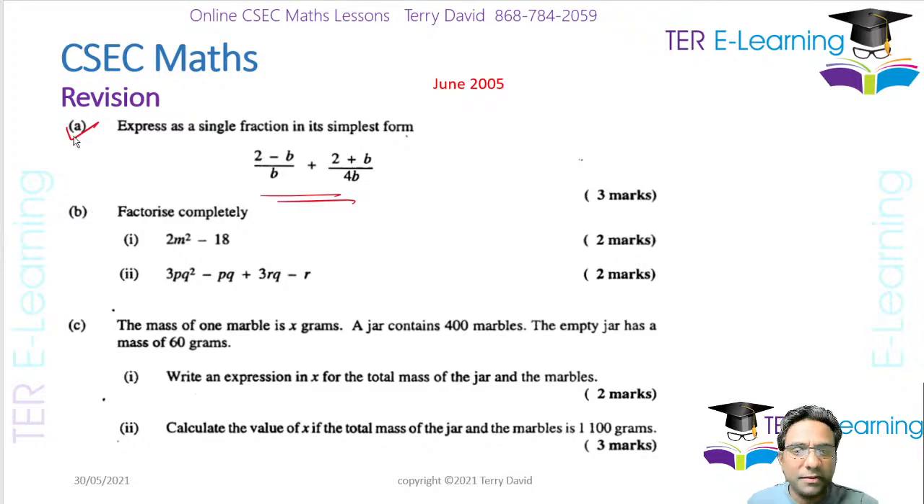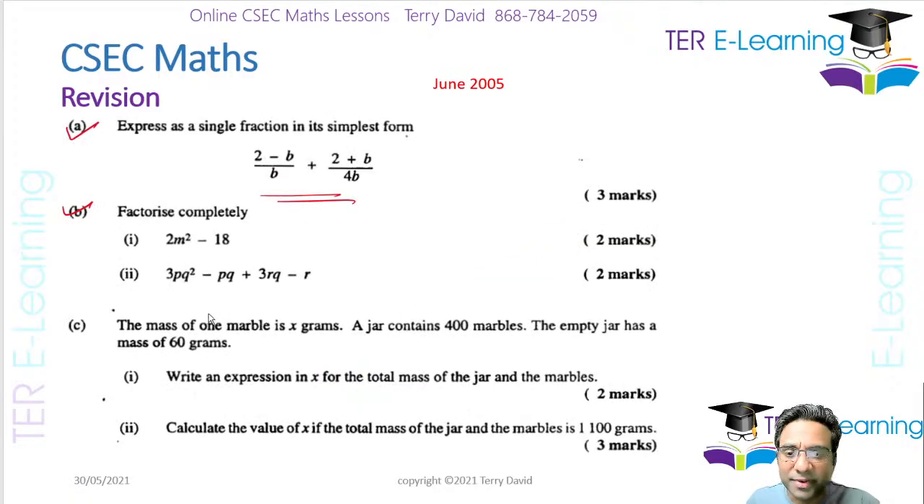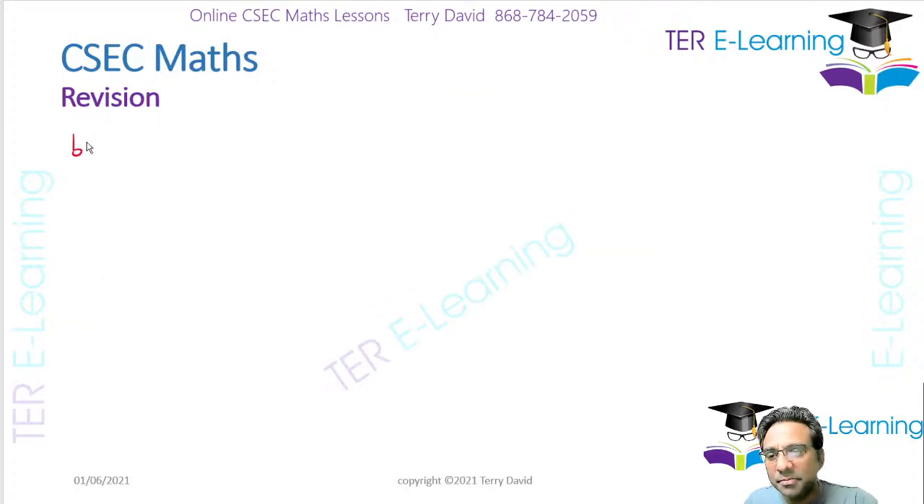So that's my answer for part A for 3 marks here, right? Now let's do part B. Part B is a question on factorization, right? So let's see what we have to factorize here. This is B part 1, 2m squared minus 18.